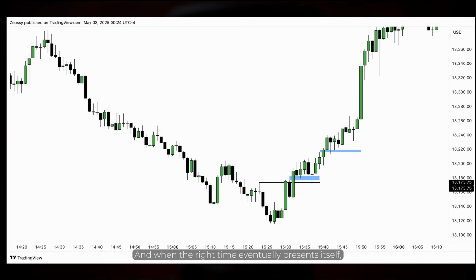And when the right time eventually presents itself, that's when you see the market begin expanding towards the upside with a lot of speed and velocity. And that is how you can recognize expansions before they occur. Small ranges turn into large ranges. And I know that this is not about entry patterns anymore, but this is something to think about.